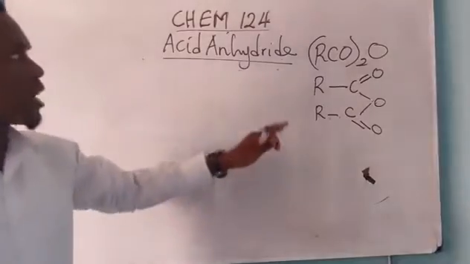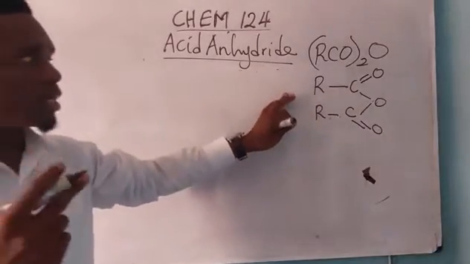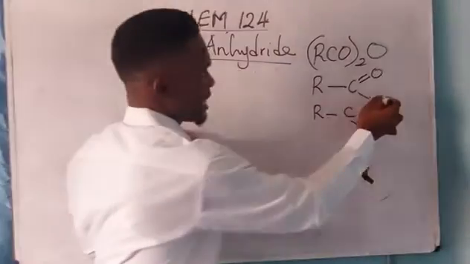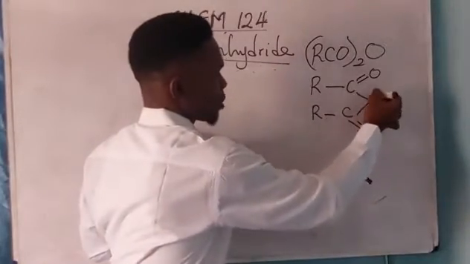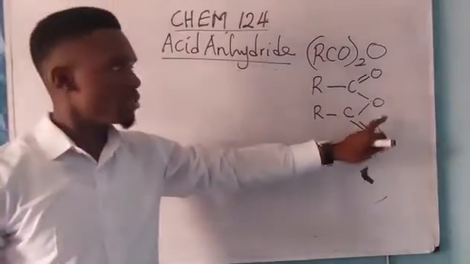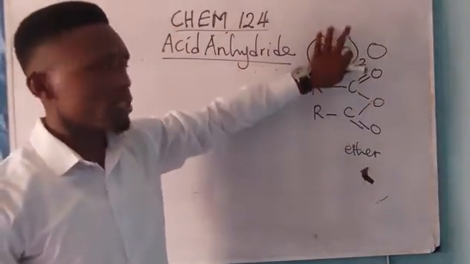Now, which means that acid anhydride possesses two carbonyl functional groups, which are joined together by what? An ether linkage. Look at the ether functional group here. That is ether linkage. So if you don't write it like this, you can write it like this.